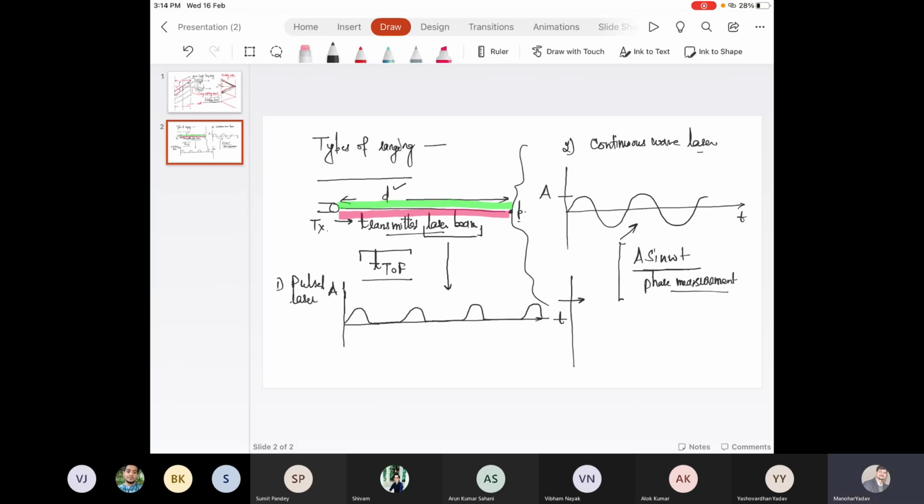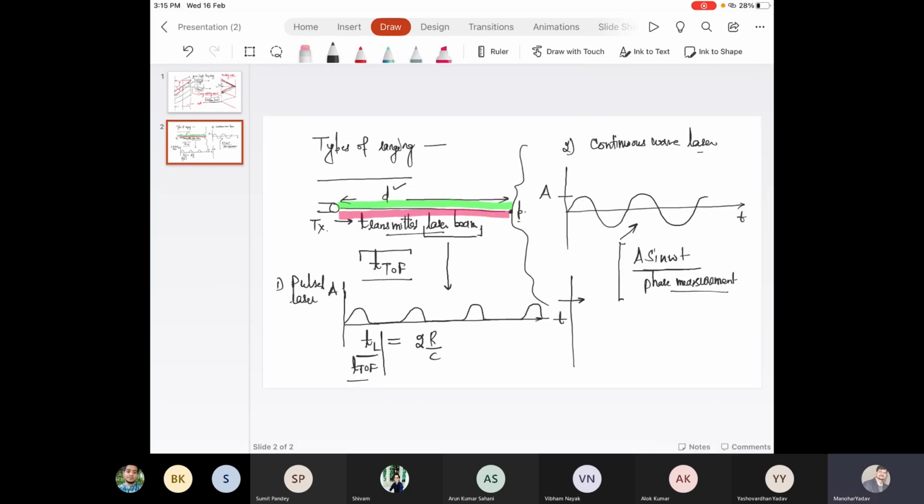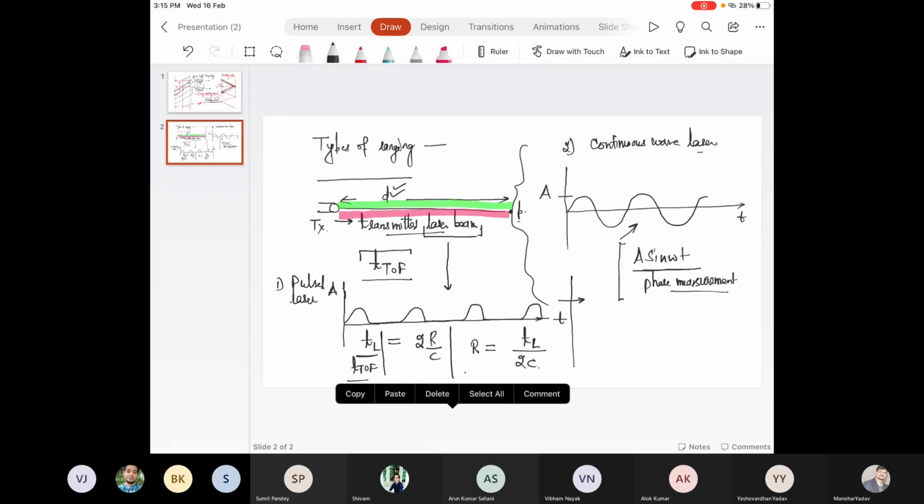Fine. So in the pulse laser, we have already seen that the time TL is calculated. TL, the time of flight corresponding to a laser pulse, can be written as 2R by C. If you simplify it, the range, that is distance d, is equal to TL divided by 2C. Now one parameter we estimate in case of the pulse laser is range resolution.